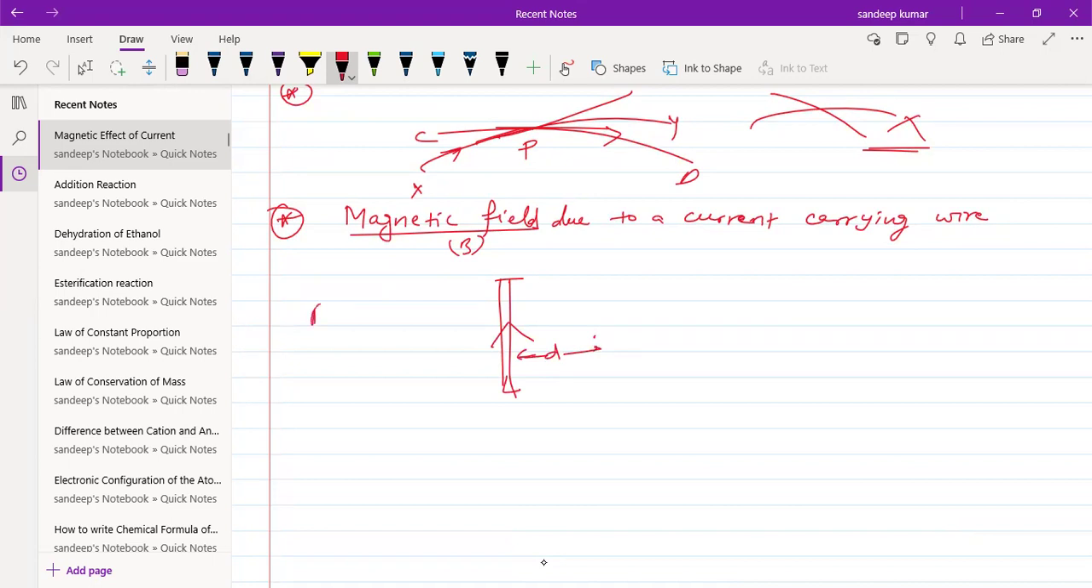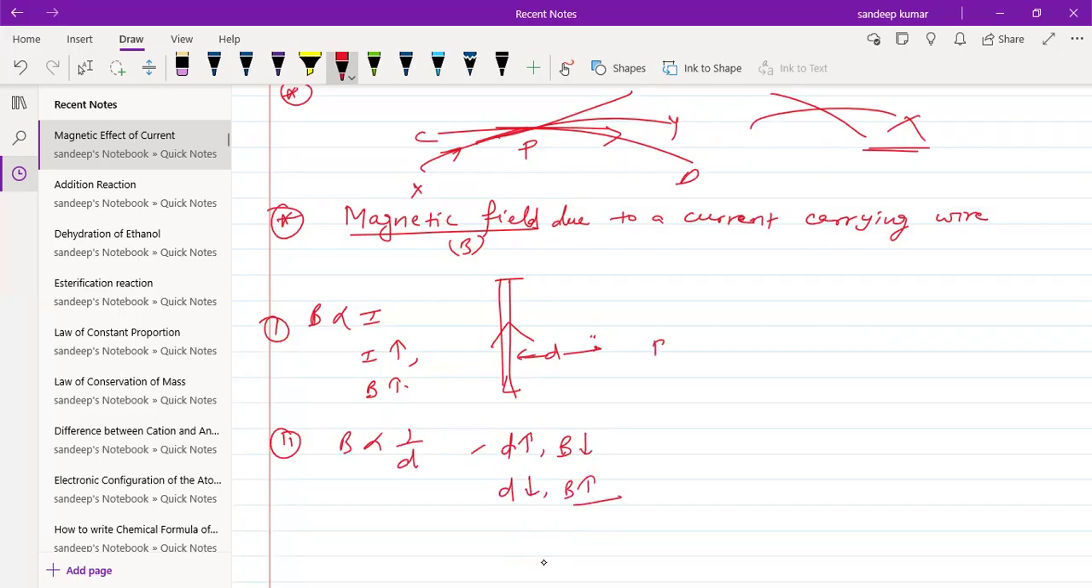The magnetic field produced is directly proportional to the current. It means if current is more, magnetic field is also more. The second concept is that it is inversely proportional to the distance. D is the distance from the wire. If the distance from the wire is more, magnetic field is less. If distance from the wire is less, magnetic field is more.